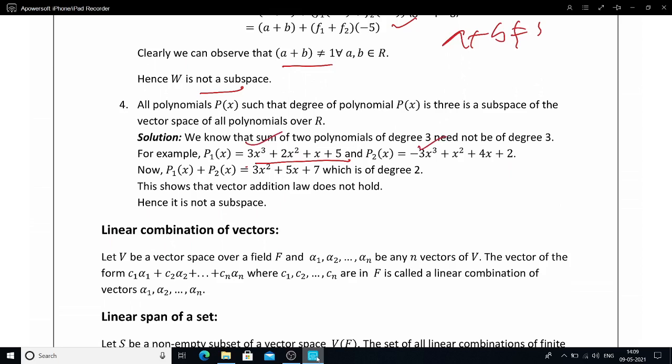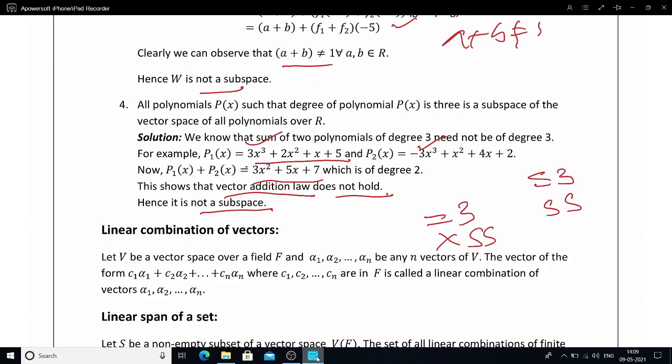If I add these two, what do we get? We get a polynomial of degree 2. That means the vector addition law does not hold good. It shows that it is not a subspace. Please remember, if it is of degree less than or equal to 3, then it is a subspace. If it is strictly of degree 3, then it is not a subspace.